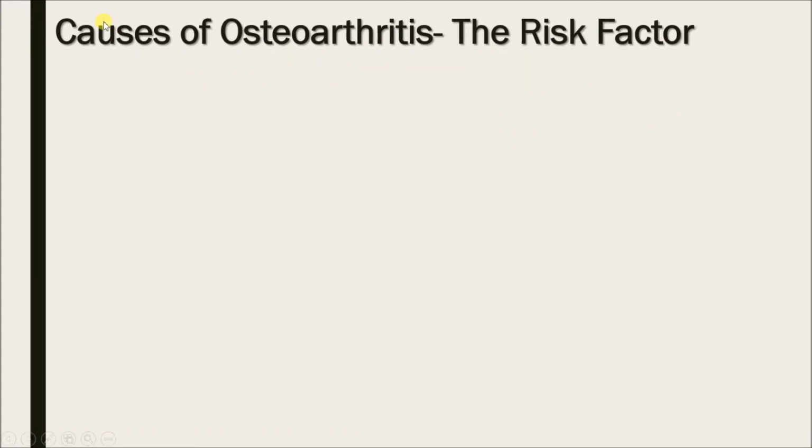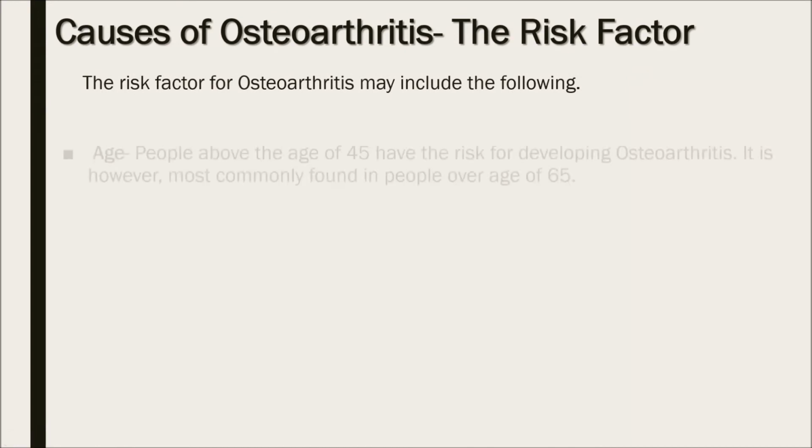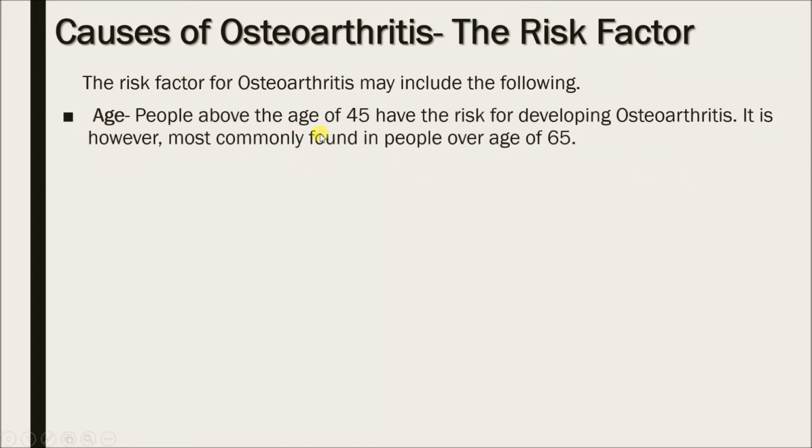And now, causes of osteoarthritis and the risk factors. What are the different types of risk factors? First one is age. People above the age of 45 have a risk of developing osteoarthritis. It is, however, most commonly found in people over the age of 65.